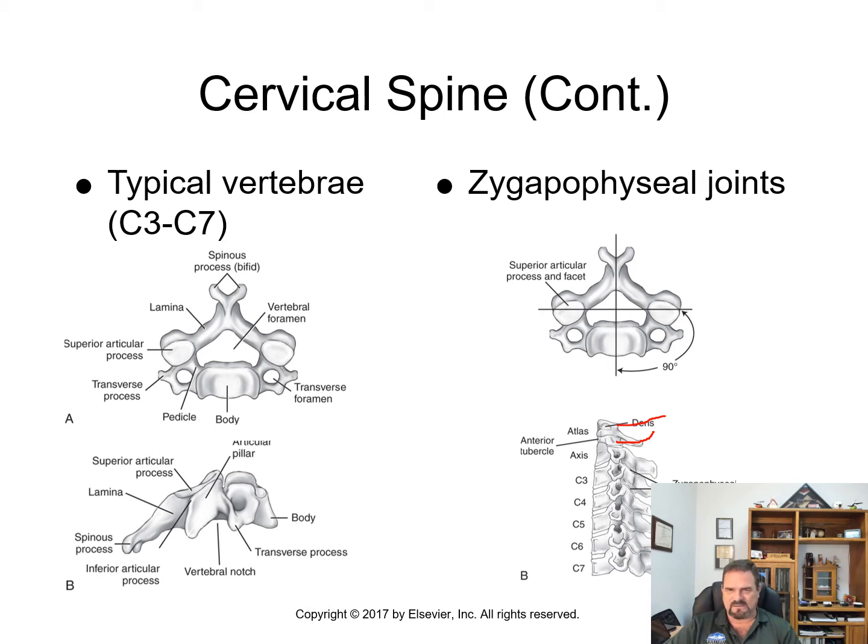The zygapophyseal joints are the joints in between, up high in the neck, and then these are your spinous processes, and then the vertebra prominens, which is the very base of C7. This is that big bony protrusion that you feel all the way down your spine to where it reaches C7.